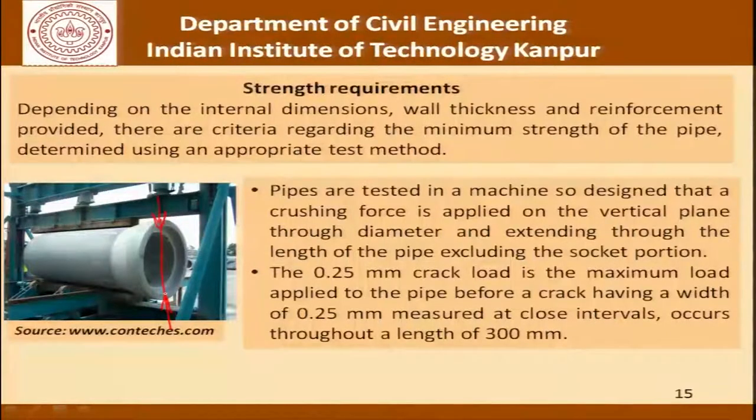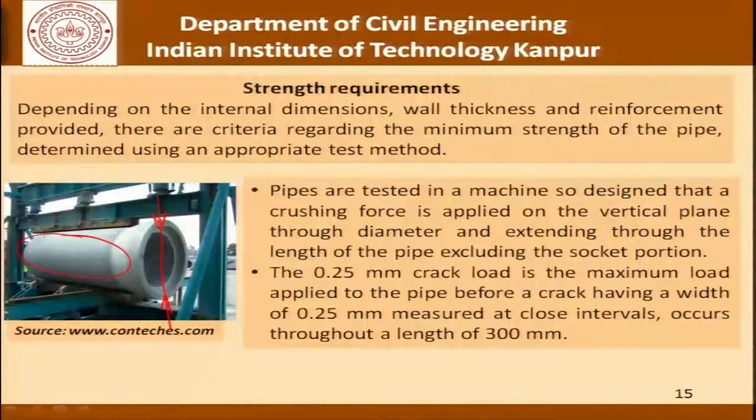A 0.25 mm crack load is the maximum load applied to the pipe before a crack having a width of 0.25 mm measured at close intervals occurs throughout a length of 300 mm. As we continue to apply load, the way it is shown here, we will find that cracks will develop on the surface of this pipe.